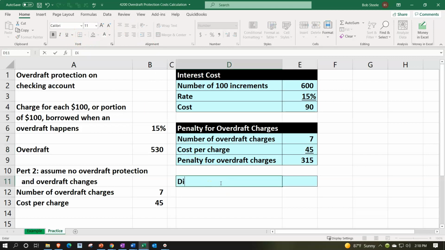And then here is the difference, which is going to be equal to the 315 minus the 90. So in the event that happens, you would expect then the overdraft protection to be better off. So generally, even if there's a small charge for overdraft or something, you want to compare that from institution to institution. Usually it's going to be good to have the overdraft protection.